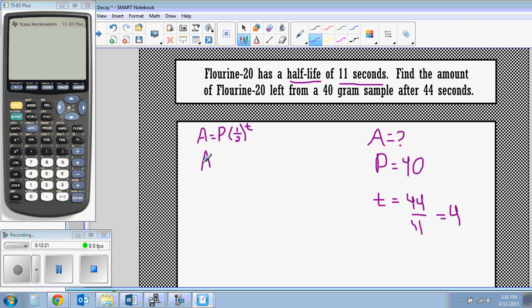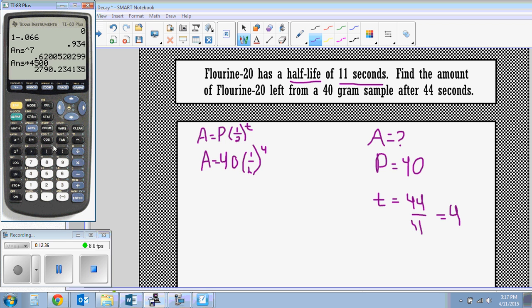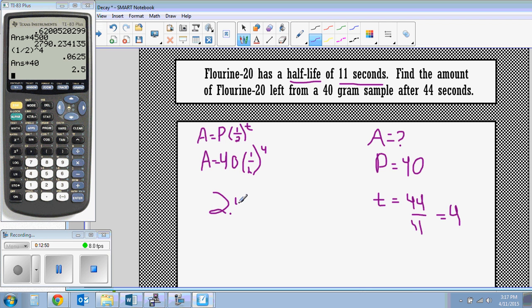So that means I'm going to have A equals 40 times 1/2 to the power of 4. I'm going to go through and solve that. So I have 1/2 to the power of 4 times 40, and I get 2.5. So that means there are 2.5 grams. So after 44 seconds, we are only left with 2.5 grams. And that is how we do half-life.